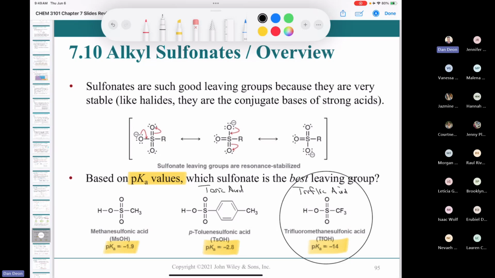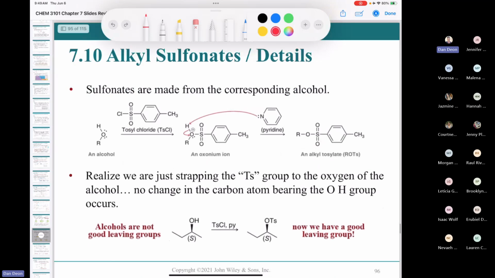So that's why we learn these. And if you're wondering, oh man, I should use a triflate for everything because it's the best one, you might be tempted to think that, but the one that we're actually going to use the most is going to be the tosylate. Okay, we use the tosylate the most, so ROTs. The reason why is because tosic acid is a solid at room temperature, whereas these are liquids, right? This is a liquid and that's a liquid. So it's easier to work with solids.